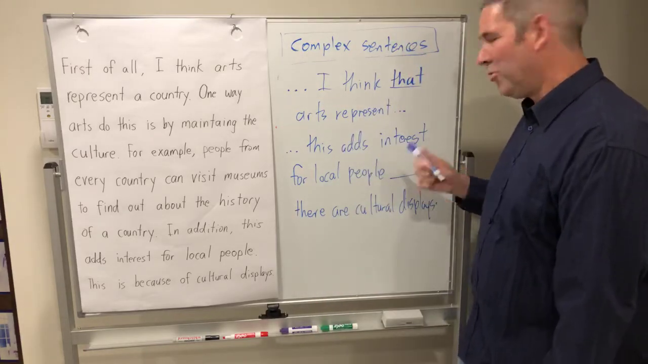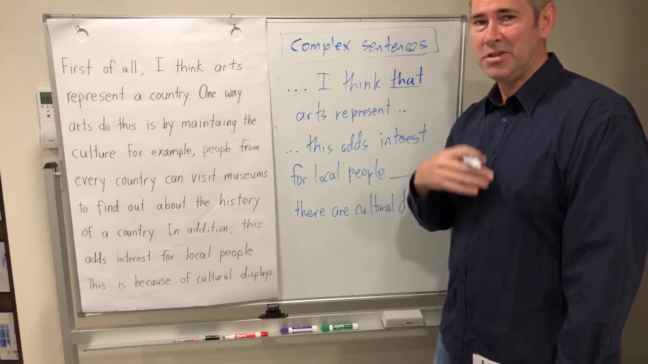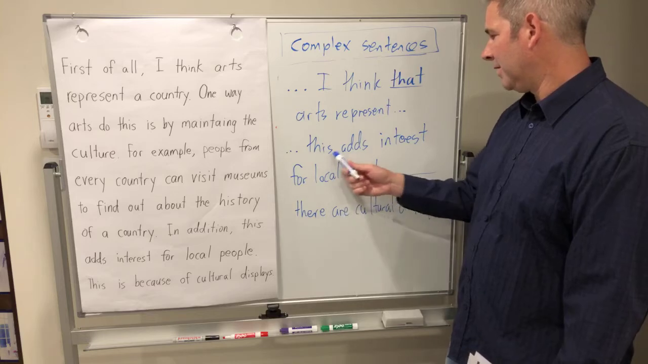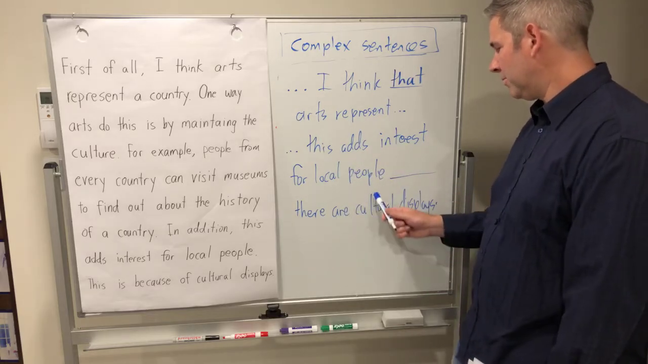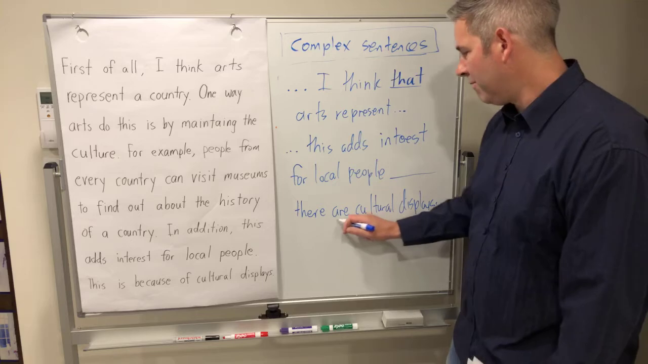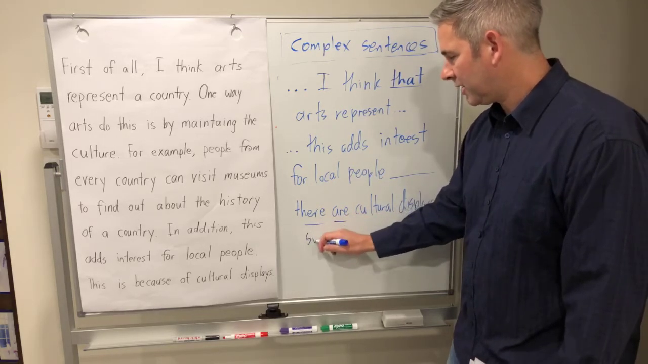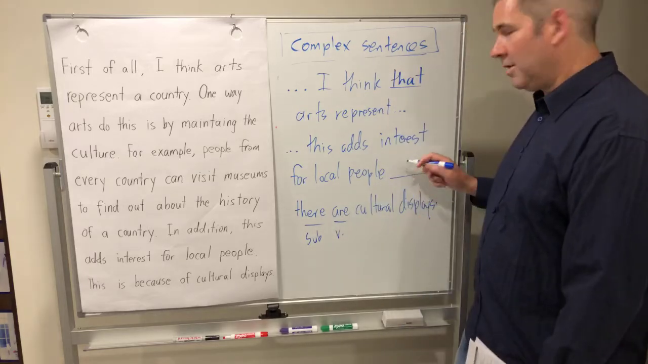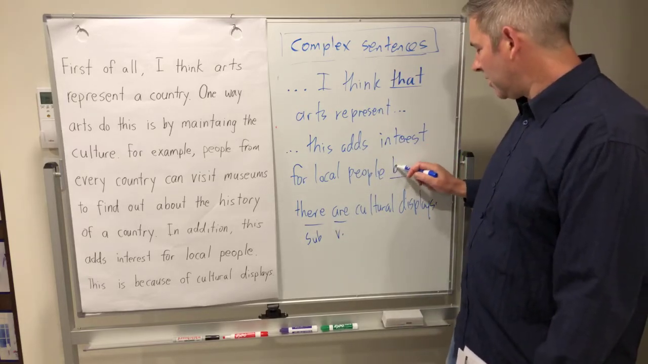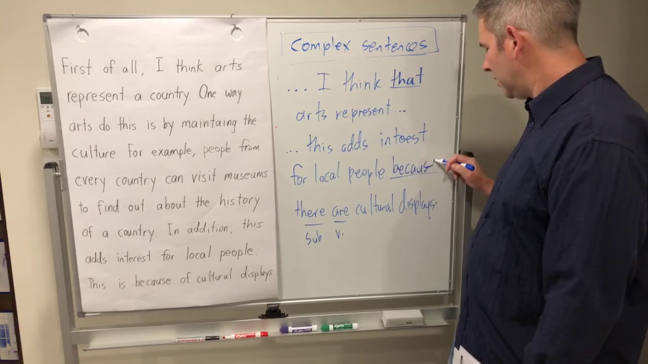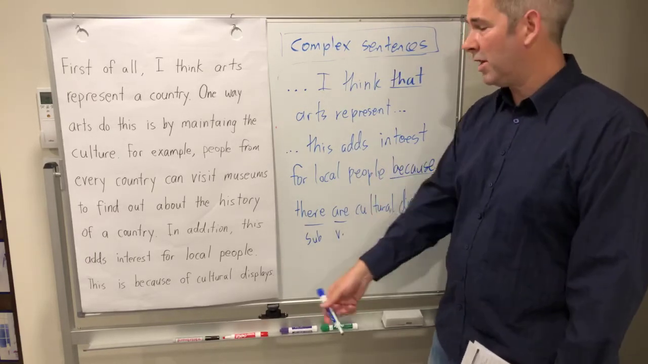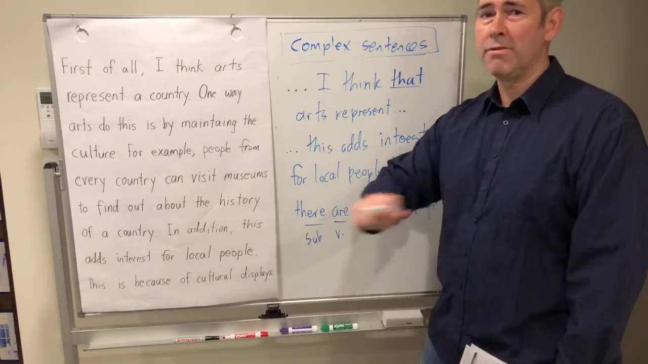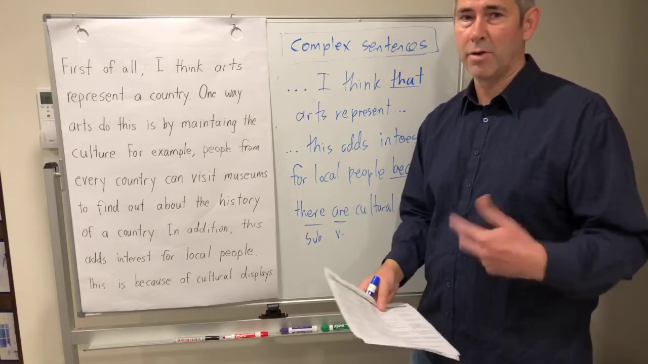Anyway, what word is missing there? This is a conjunction which is used to form a complex sentence. So, this adds interest for local people, blank, there are... now I've put in a subject and a verb to create a complex sentence. If you can see that the missing word is "because", well done. So I think that would be a better way of representing these ideas. Form complex sentences whenever you can. That's going to boost your score for grammar.